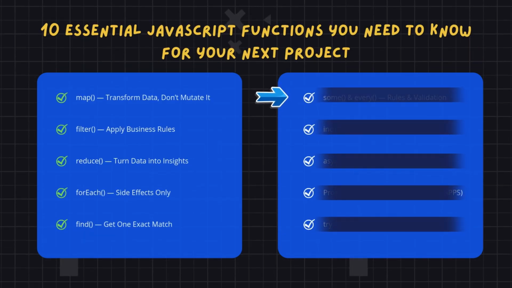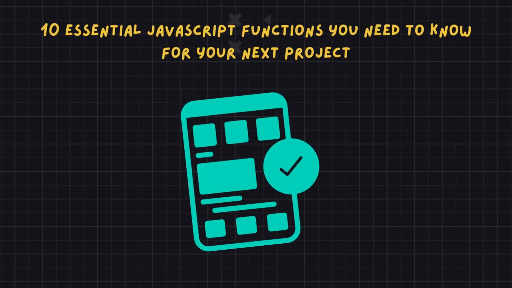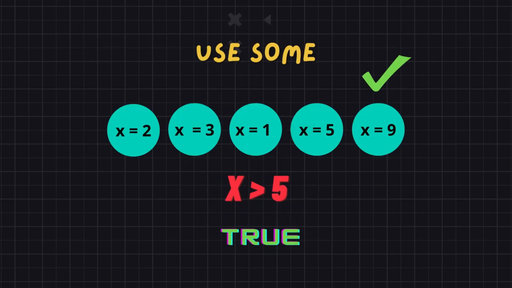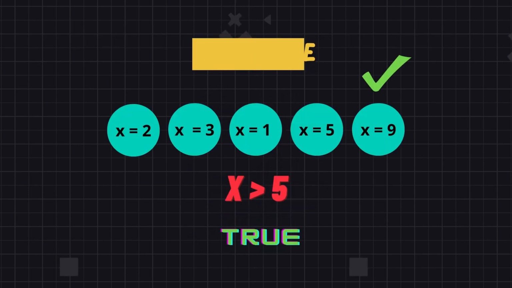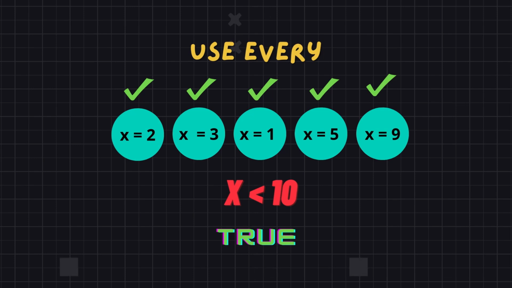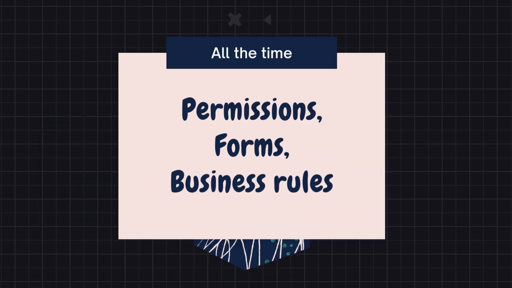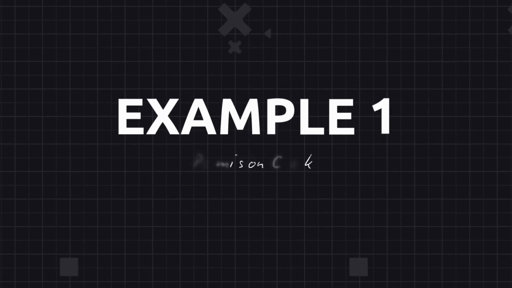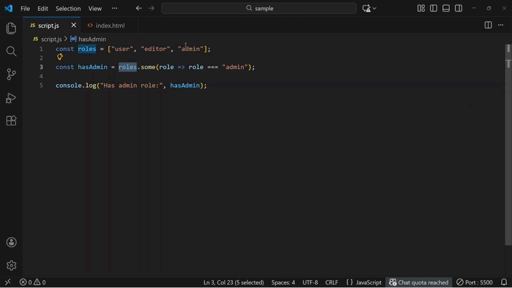Some and every, rules and validation. These two are perfect for validation logic. Use some when at least one item must match. Use every when all items must match. You will see this in permissions, forms and business rules all the time. Example 1, permission check. We have a set of roles that we should check. We have a user role as admin, with the help of roles.some with role triple equals admin.